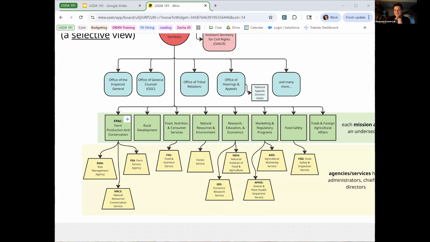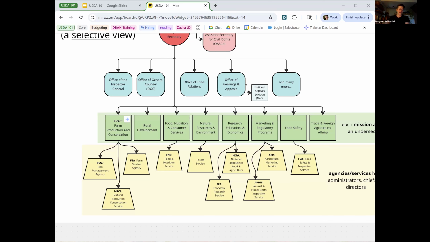NRCS, FSA, AMS, FNS. So many acronyms. Y'all got a couple of them. FSA and NRCS are two of them. They are not the top. The one with the most full-time equivalent staff, yes, Sarah, is Forest Service.